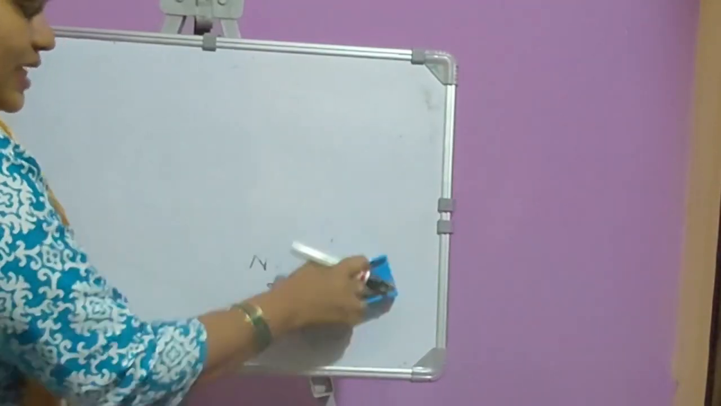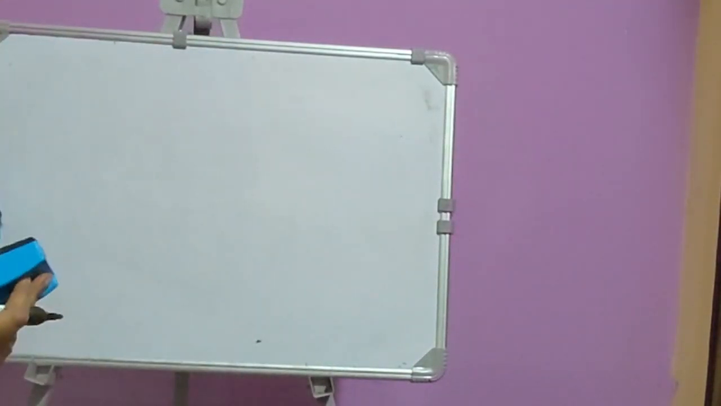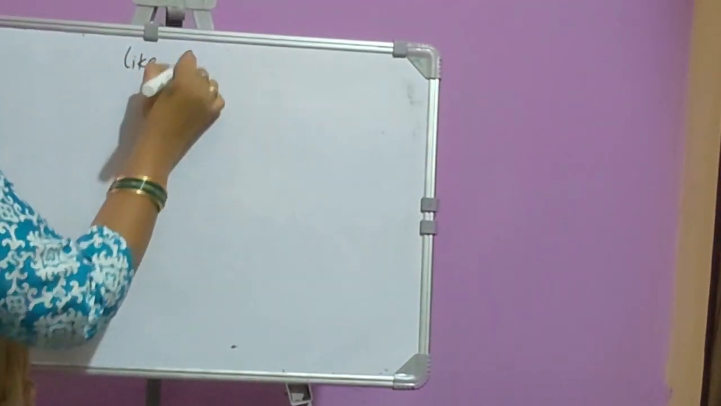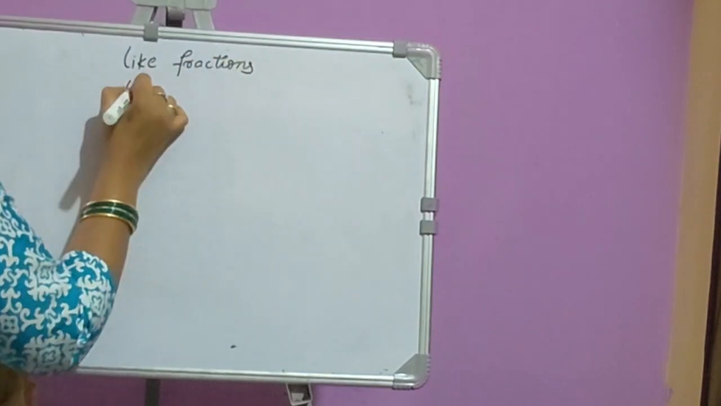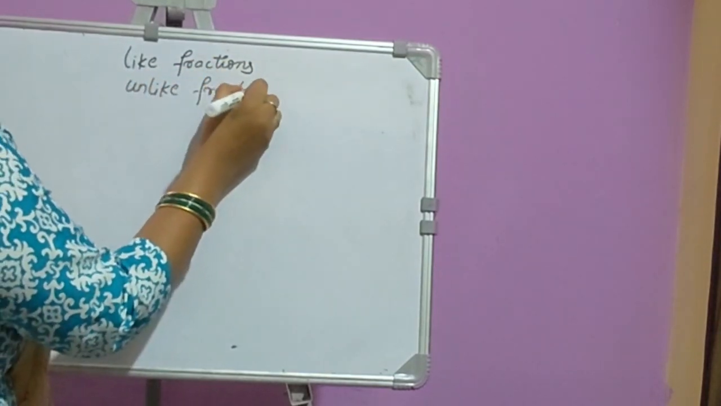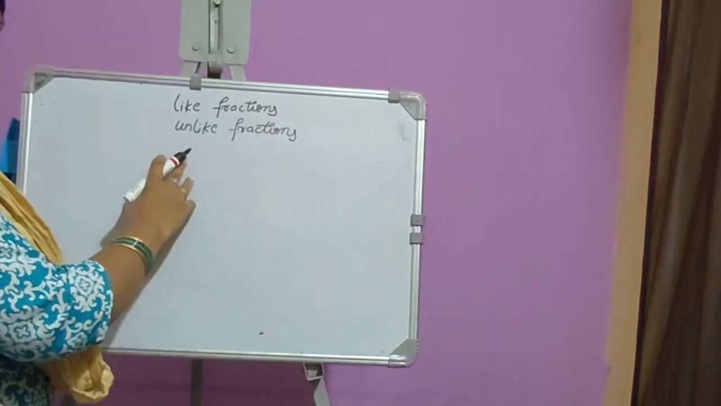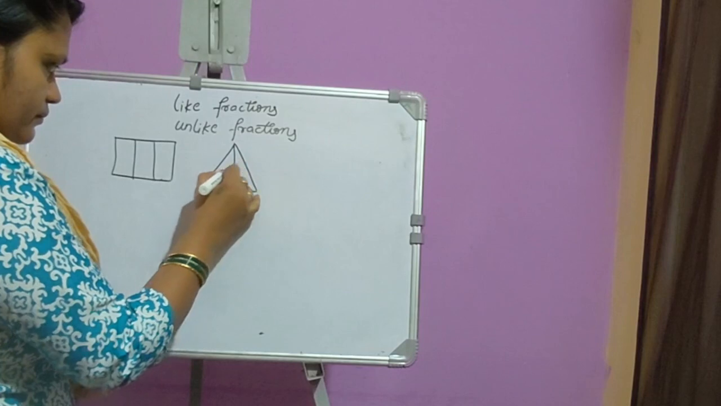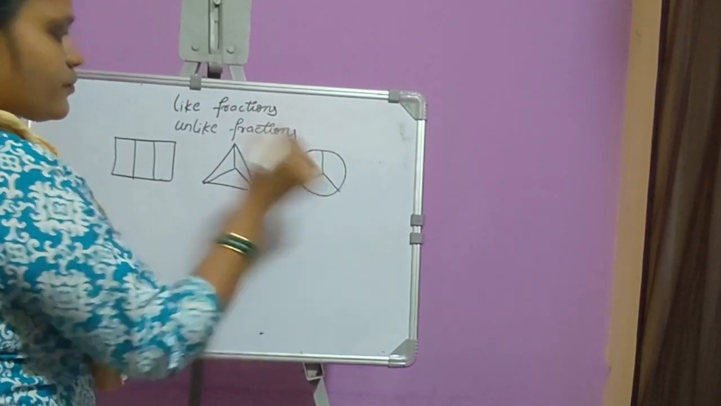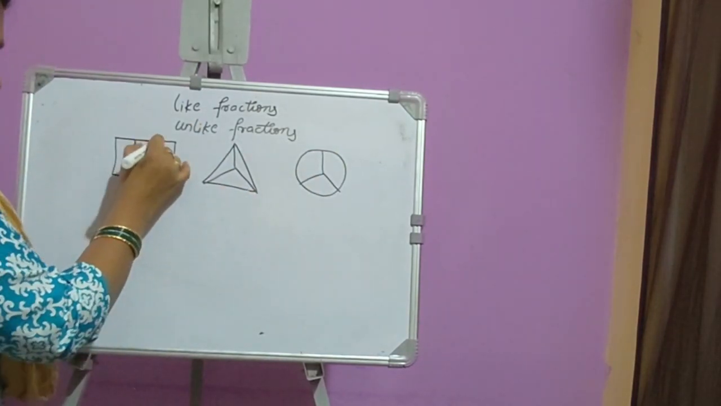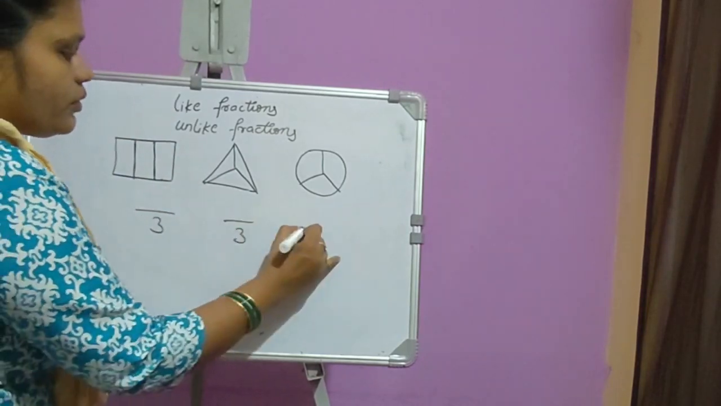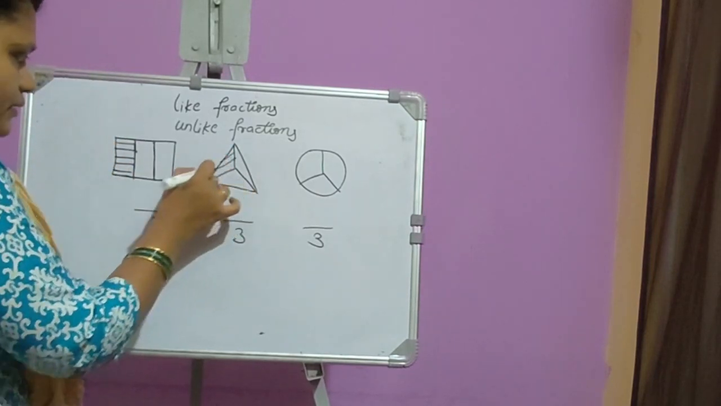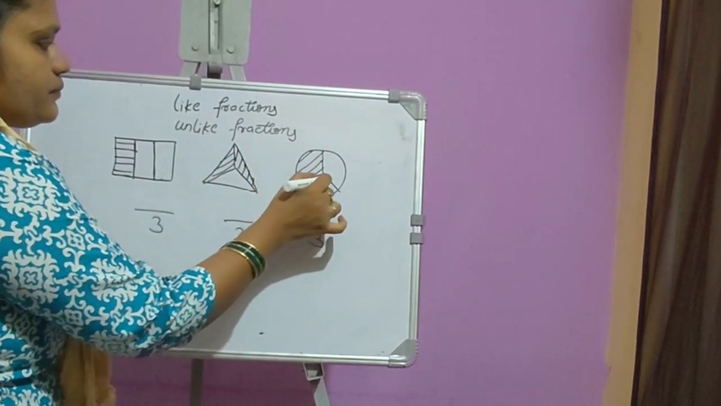And one more classification of fractions we have is like and unlike fractions. Okay, in this classification we concentrate only on the denominator. Why? I'll explain now. So consider any three figures where I divided the given figures into three equal parts. So in all these cases the denominator will be 3 only. Why? Because they all are divided into three equal parts. And the numerator I'll write according to the shaded part. So it is 1 by 3, 2 by 3 and 2 by 3.